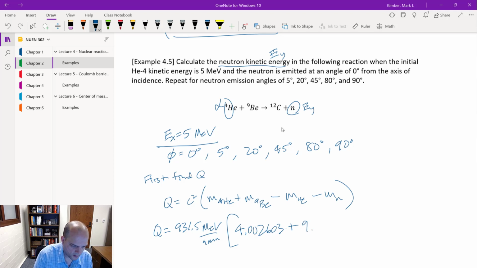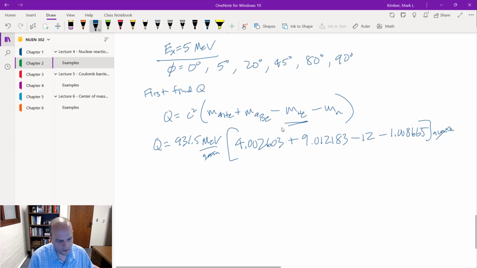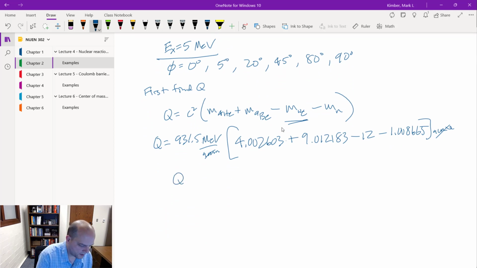And to that I'll look up the beryllium, 9.012183, minus, this one's easy, right? Carbon-12, the mass there is 12 AMU, minus the neutron, 1.008665. Those are all AMUs. And so for my Q value, I get 5.7. And now I want to use that in this expression.